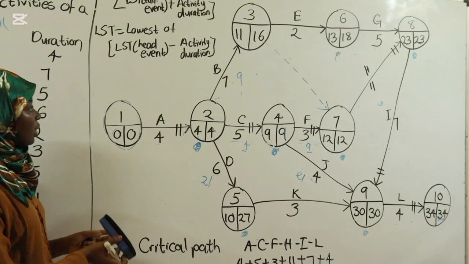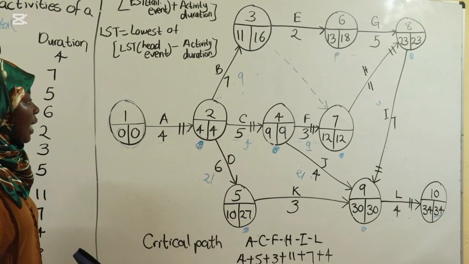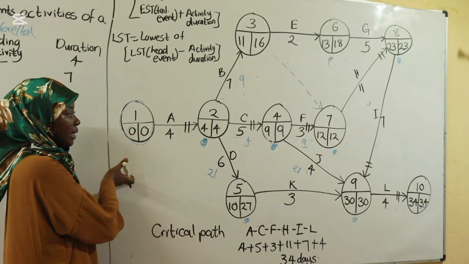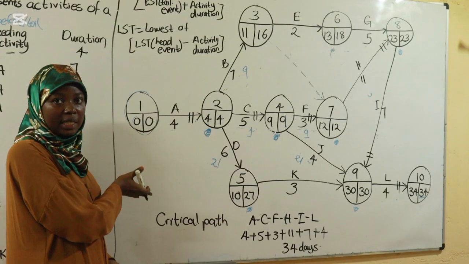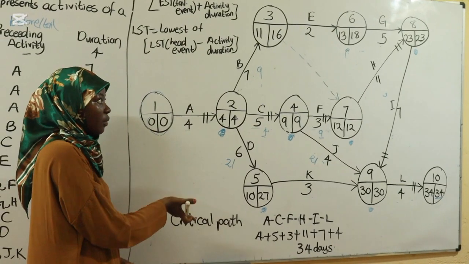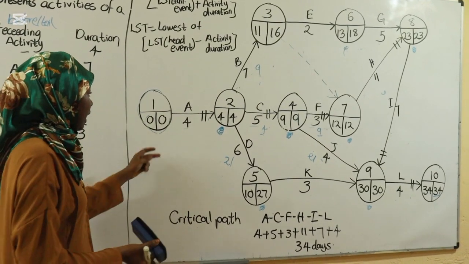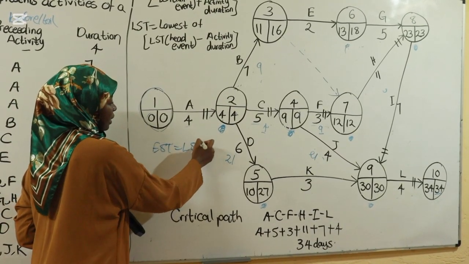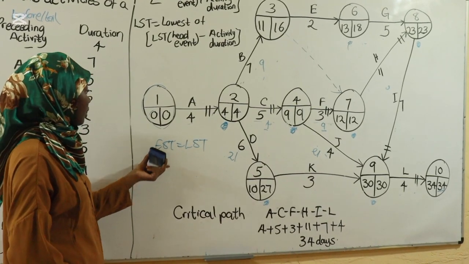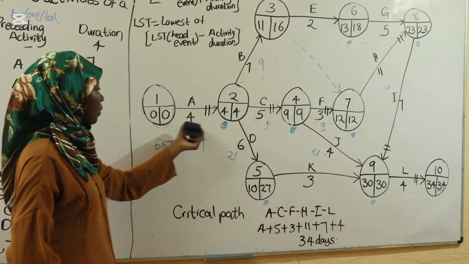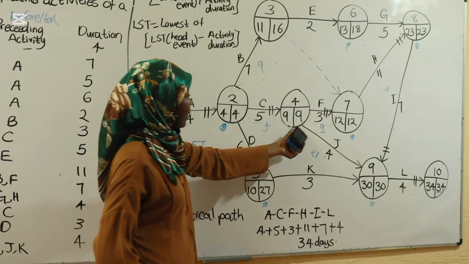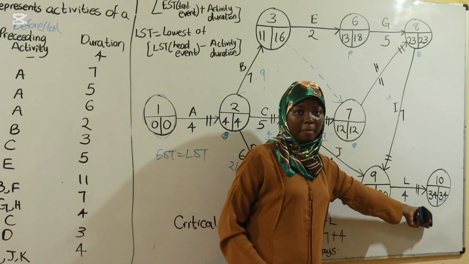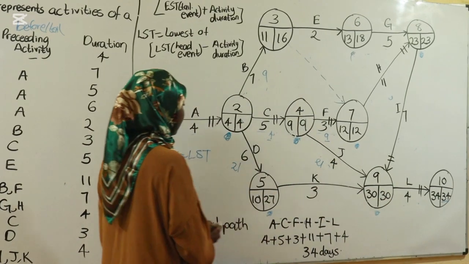That is how you calculate your EST and LST. Now, we say you cannot get your critical path unless you've calculated EST and LST. Now that you've already calculated what EST is and what LST is, how do we know your critical path? The areas where the EST is equal to the LST give you the critical path. So you have here 0, 0, 4, 4, 9, 9, 12, 12, 23, 23, 30, 30, and 34, 34. So that is going to be our critical path.